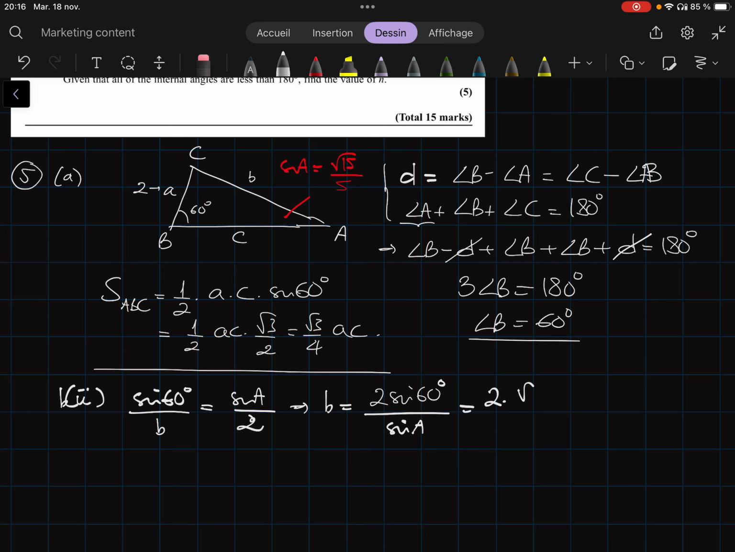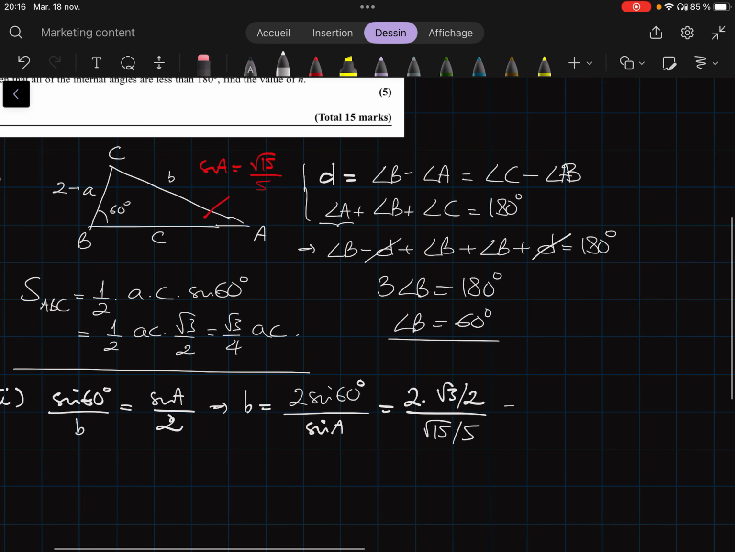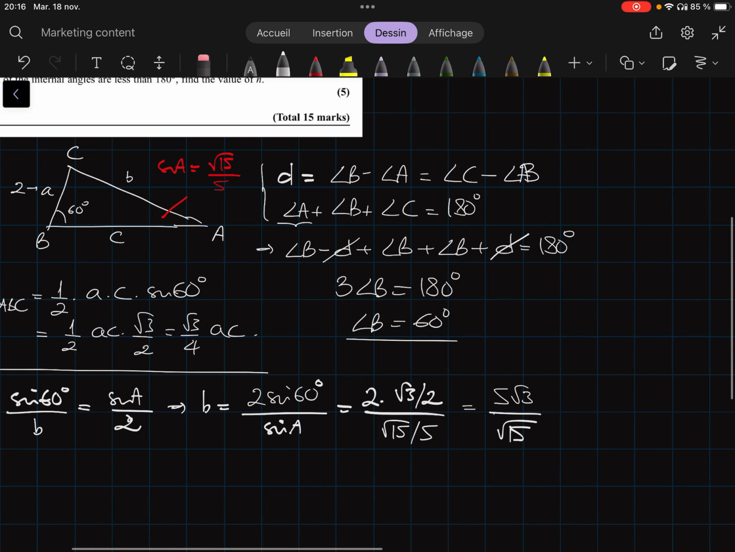Sine of 60 is root 3 by 2. Sine of A, that's root 15 by 5. So you will get 5 root 3 divided by root 15. You can keep it like that, or you can simplify it a bit further. Root 15, that is root 5 times root 3. And 5 divided by root 5, that is root 5. So b is equal to root 5.